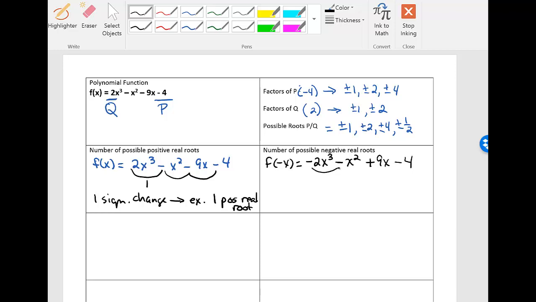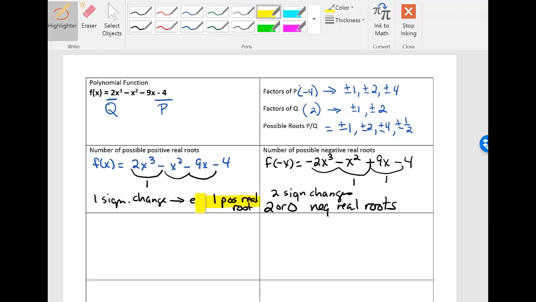Here we have no sign change. We do have one here, and we go back here. So we have two sign changes, and they can be 2 or 0 negative real roots. What that means is we're either going to have two negative roots or we're going to have two imaginary roots. And they may or may not be in our list above. So because of that, I strongly encourage us to focus on the positive, because we know that one of them is positive and we have a better chance of finding that one.